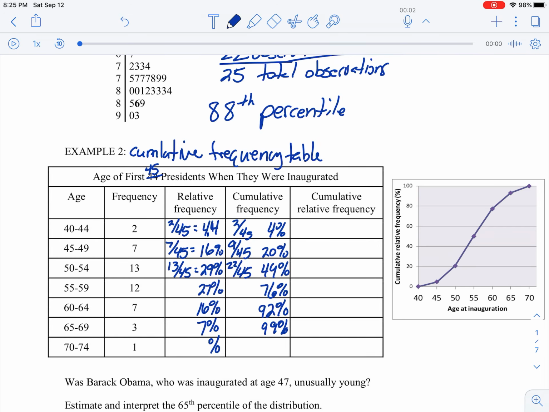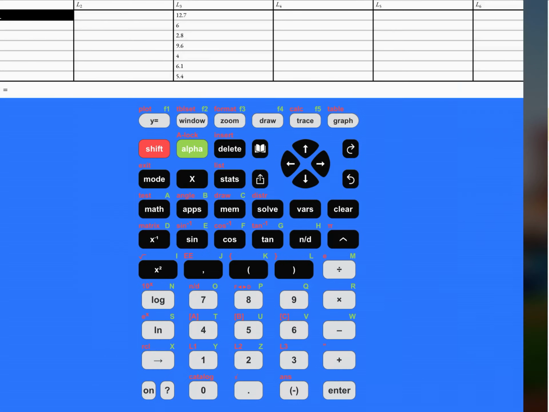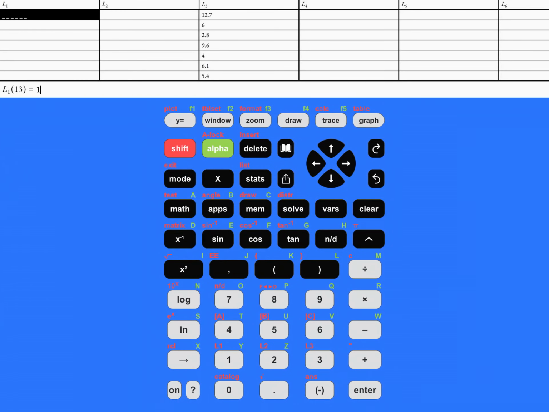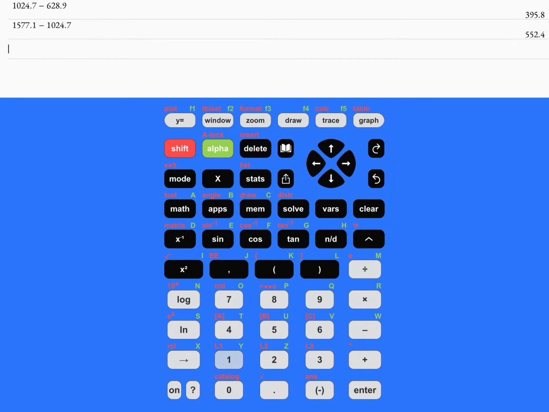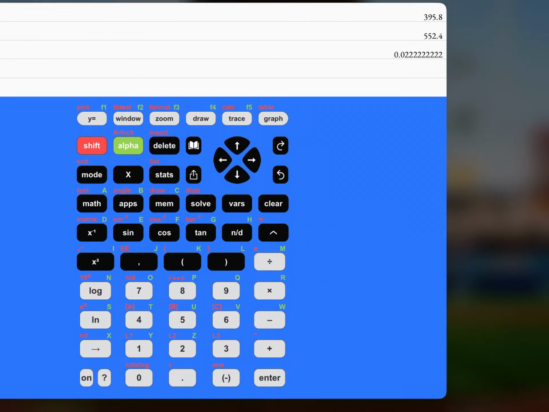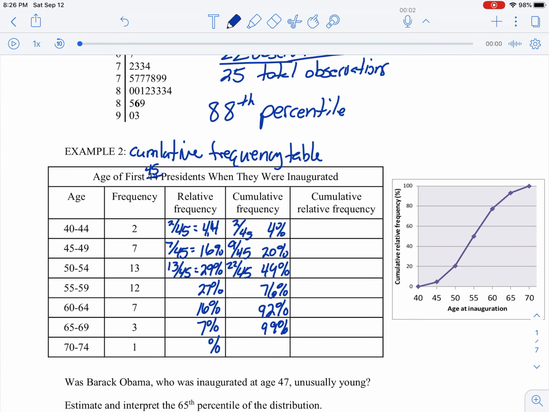We really have 1 out of 45, and I don't have a calculator for that. So let's flip over here and go 1 divided by 45 is 0.02. Okay? Yep. So we'll round that off to 1. There we go. My gosh, I'm struggling tonight. There we go. Okay.